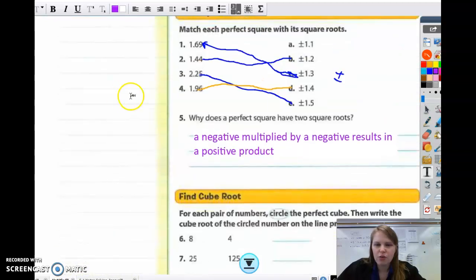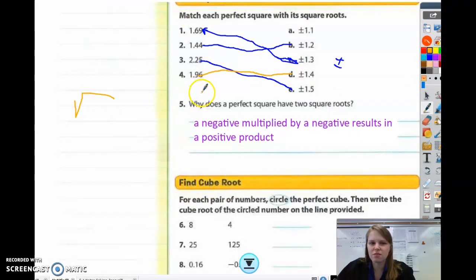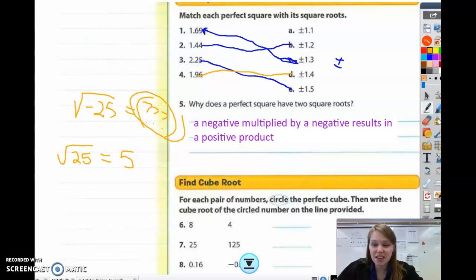Okay, fun fact though, you can't do the square root of a negative number. Try that. See what happens if you do the square root of, let's say, negative 25. Isn't the square root of 25, what times what gives you 25? What happens when you do this? Your calculator says error. You can't do it.